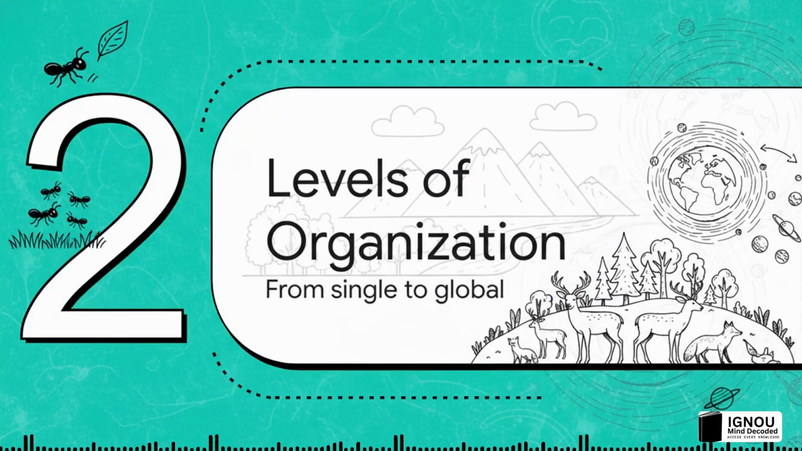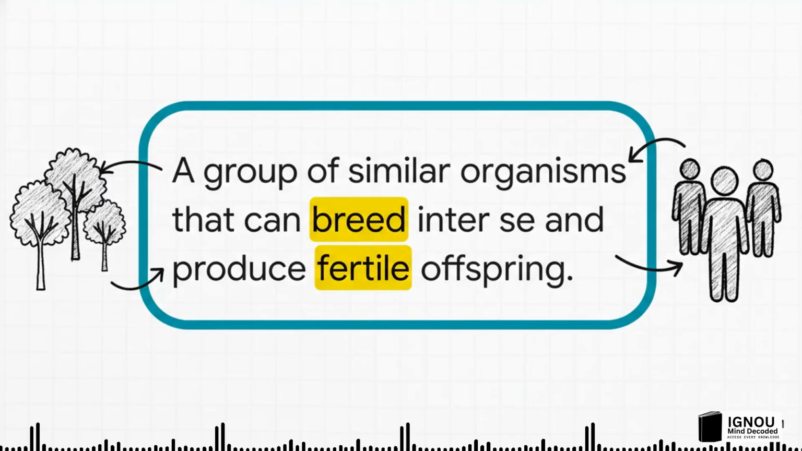All right, so we've got the basic concepts down. Now let's look at how ecologists organize the living world. It's kind of like a ladder, scaling up from the smallest living unit to the biggest thing of all, the entire planet. So the very first step on that ladder is the species. This is just a group of organisms that are very similar and can interbreed to produce healthy, fertile babies. So all humans are one species, all tigers are another species.